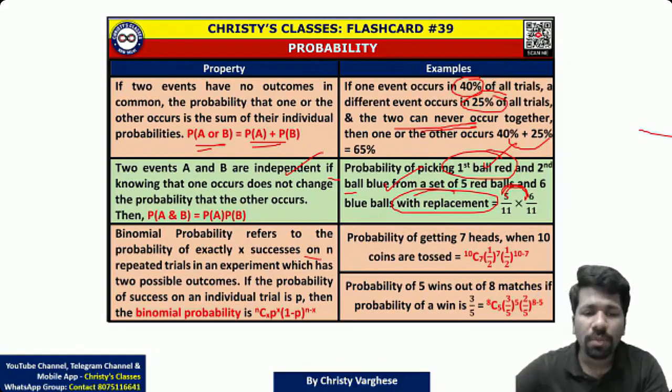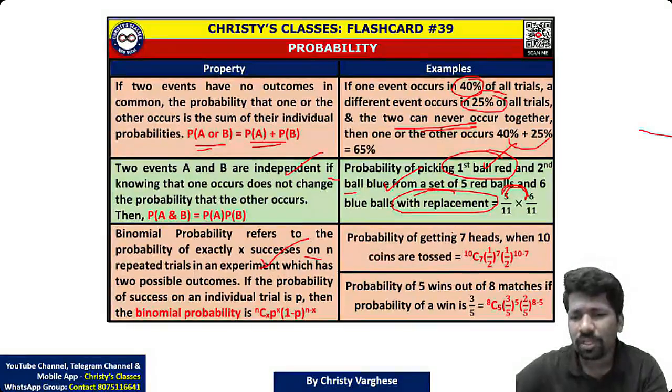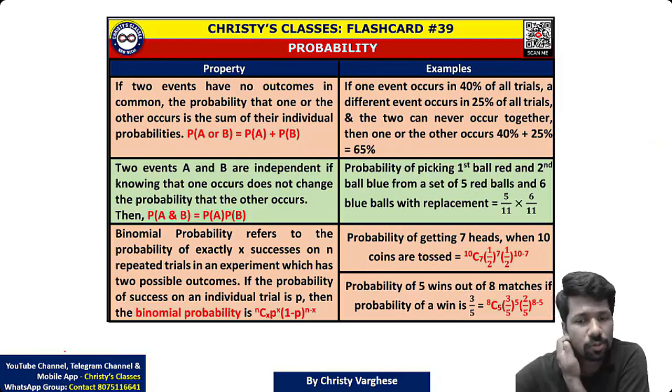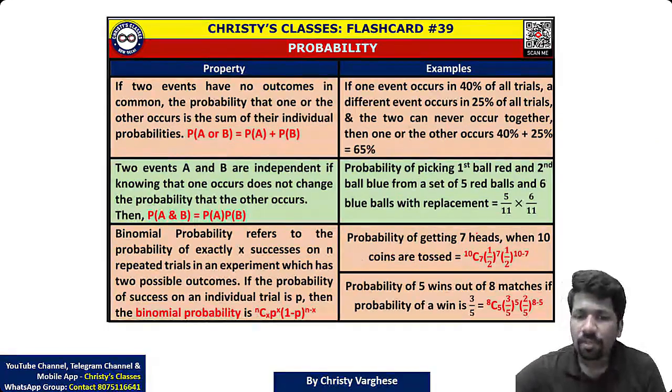Now, binomial probability: in the CSIR exam, a question has been asked directly on binomial probability very few times, but if they want, they can ask it. It is not necessary to do it theoretically like this. There are other logical ways also, but I will just give you an idea. Probability of getting 7 heads when 10 coins are tossed.